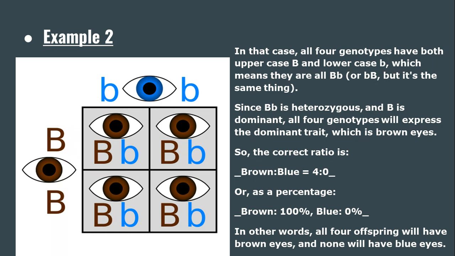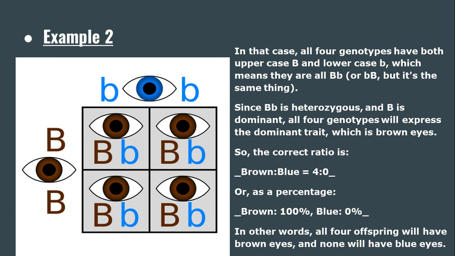So since Bb is heterozygous and B is dominant, all four genotypes will express the dominant trait, which is brown eyes. As you can see, all the offspring have brown eyes. So we expect the dominant trait, which is brown eyes. So the ratio is 4 brown to 0 blue. If you count it, there are four brown, while we don't have any offspring that have blue eyes. Or as a percentage, it will be brown 100%.